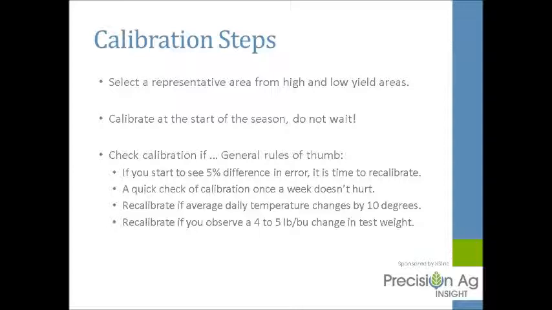And then too, oftentimes think about test weight changes. Typically the general rule of thumb I use, if you start to see a 4 to 5 pound per bushel change in test weight, it would be a good idea to check that calibration. Also, in the case of corn, if seed size or seed shape changes drastically from one hybrid to another, it'd be a good idea to check that calibration.